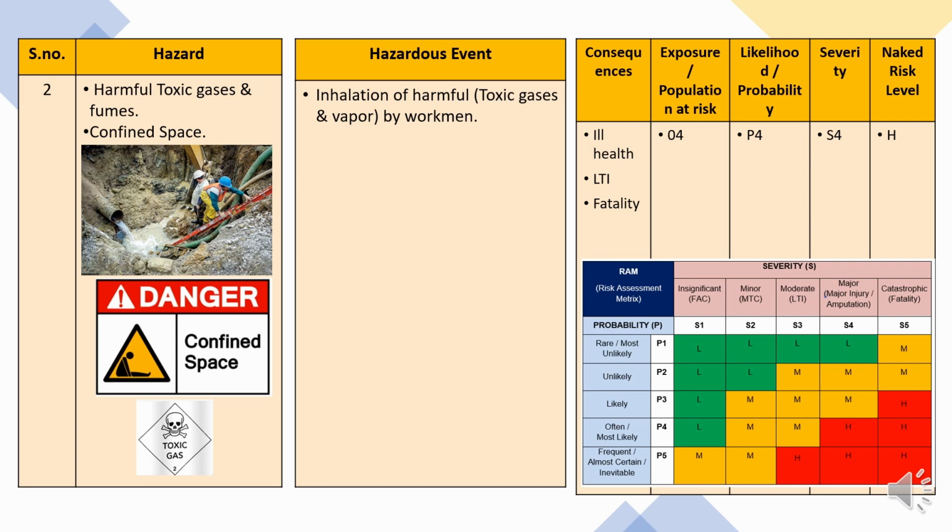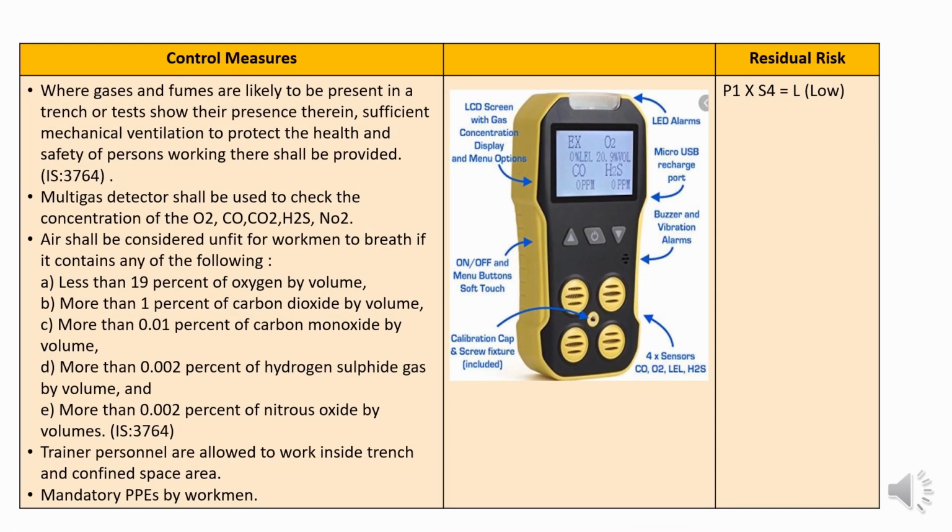It means it is a major injury or may convert into amputation. And now the naked risk level, considering P4 and S4 in the risk assessment matrix, comes to H, meaning high risk. Now our intention is to reduce the risk level by application of control measures. So let's apply the control measures for this particular hazard.